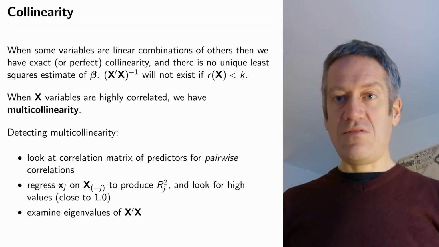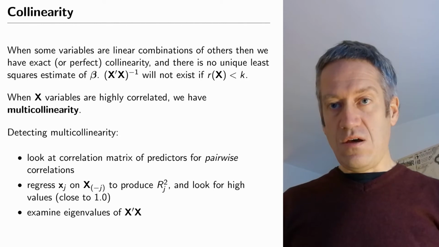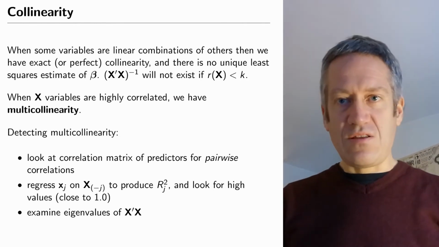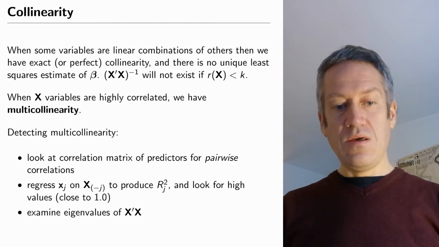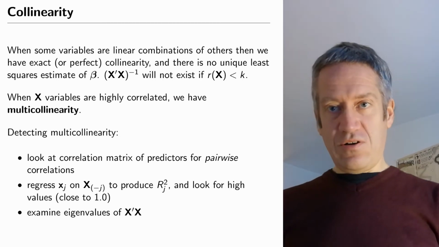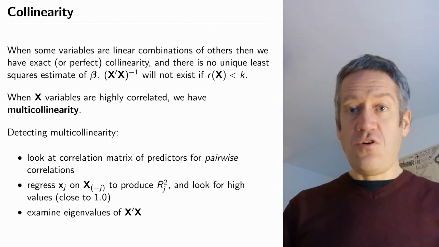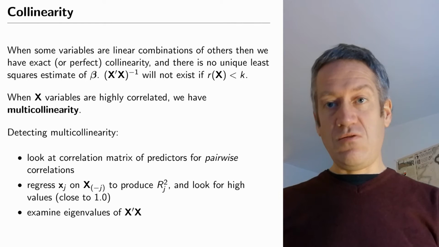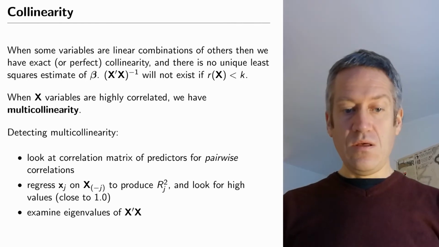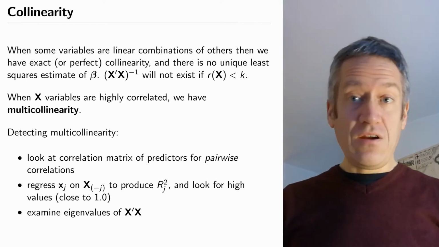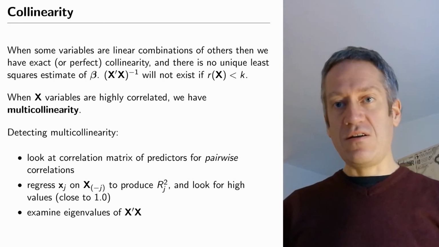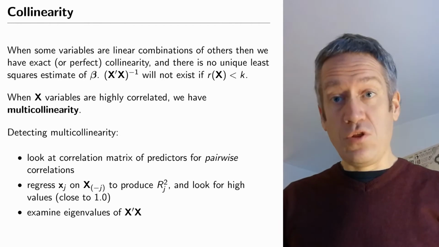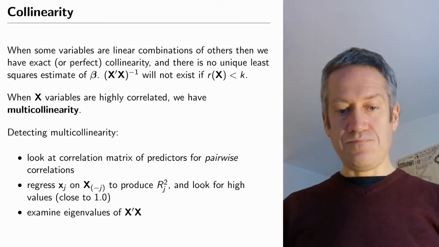So high multicollinearity means high correlation between either two independent variables or one and a set of independent variables. So how would you find multicollinearity? There's a few things you can do. First of all, you can just look at a correlation matrix where you have all the independent variables and look at how they are correlated with each other. That will tell you for each pair of independent variables how correlated they are. It does not tell you whether one independent variable is highly collinear with multiple other independent variables.